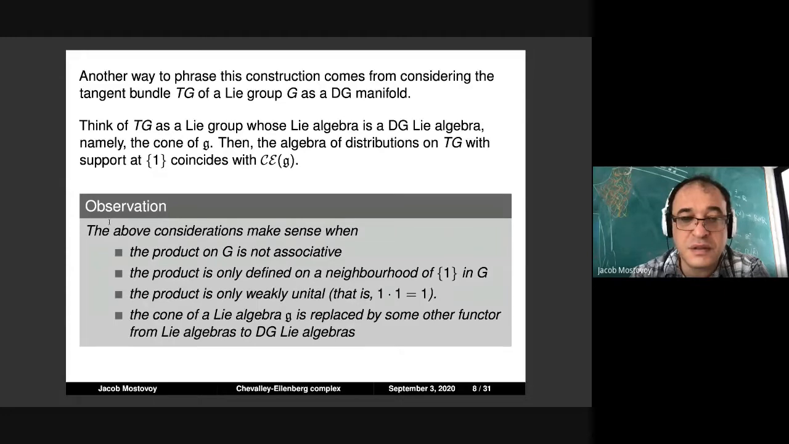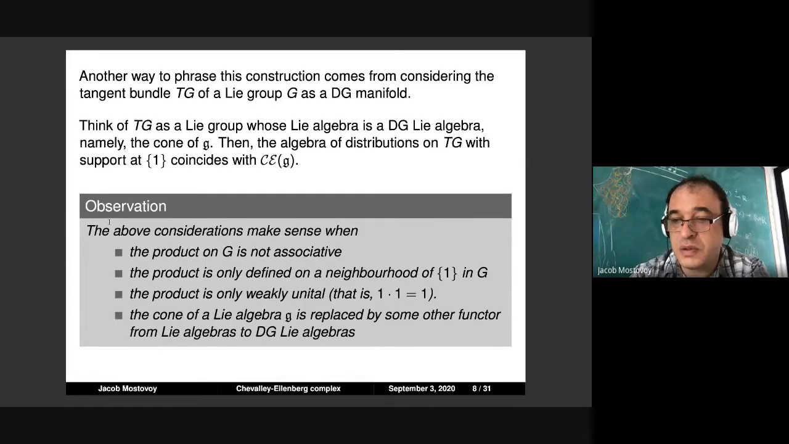Then there is another thing that is going to be useful when I speak about Leibniz algebras. So the construction of the Chevalley-Eilenberg complex comes in 2 steps. We take a Lie algebra and replace it by its cone, and then we take the universal enveloping algebra of the cone. So there are actually many interesting functors from Lie algebras to differential graded Lie algebras. And well, we'll see one later.